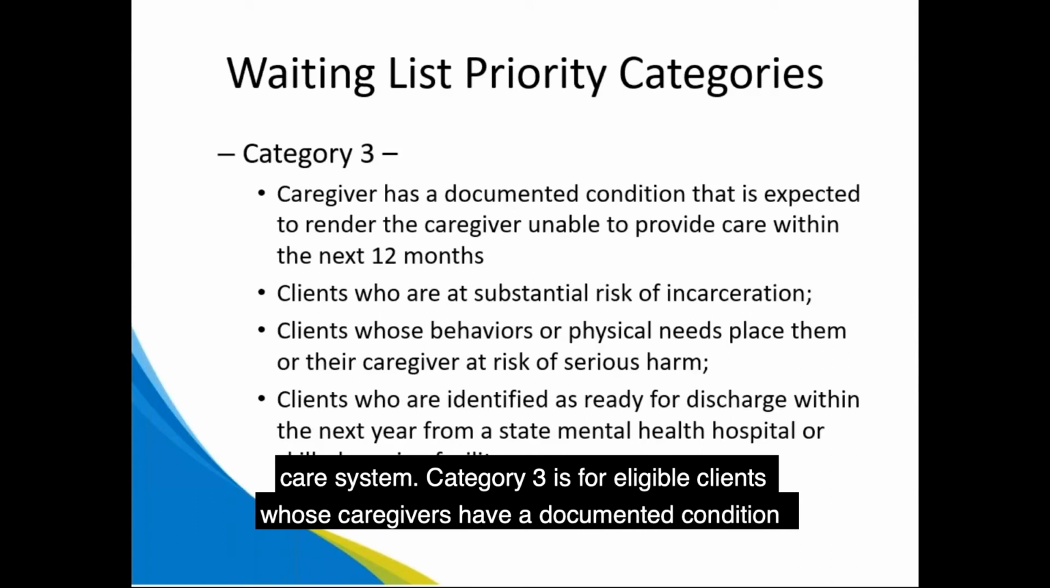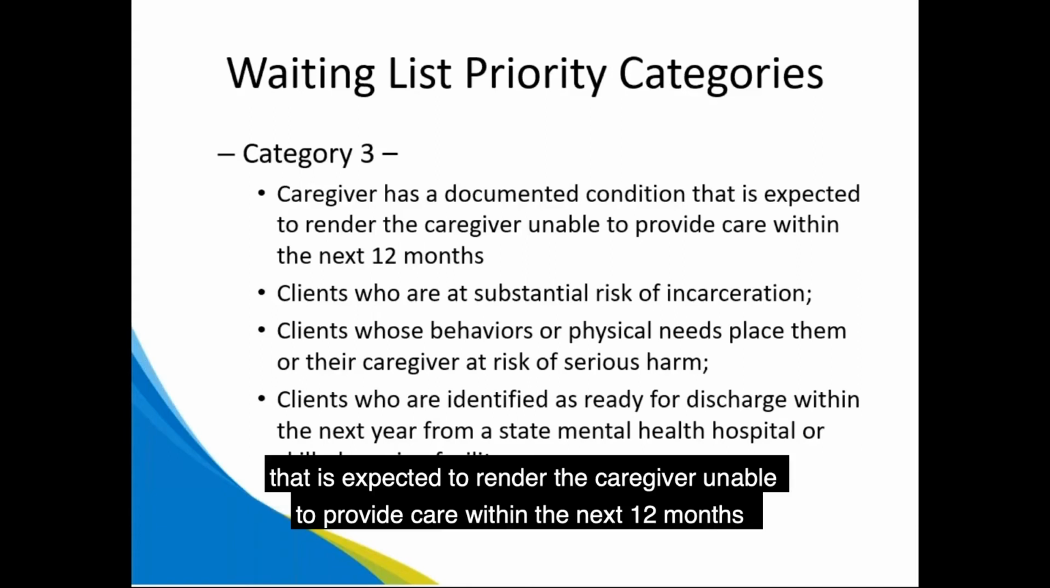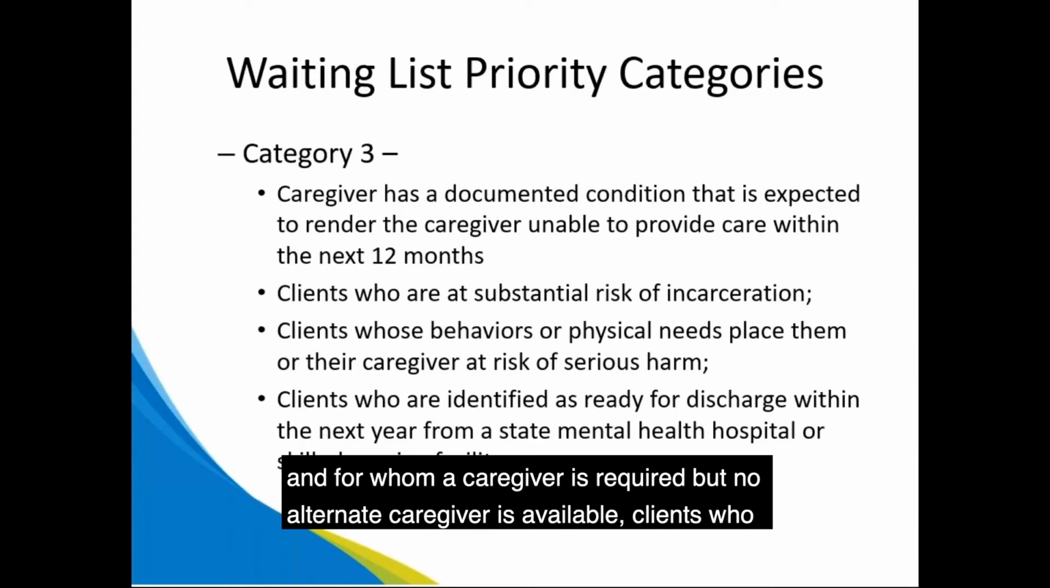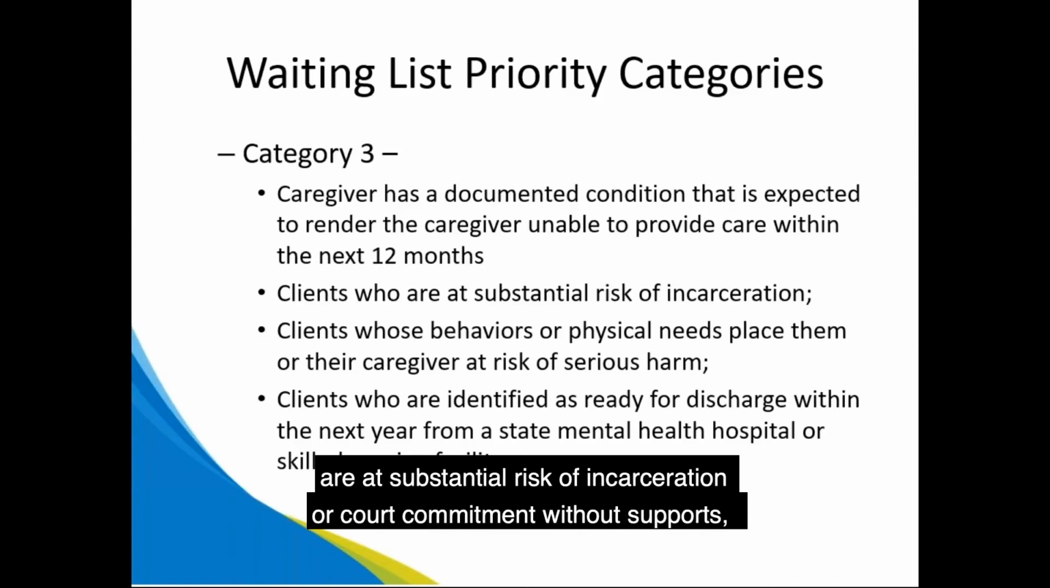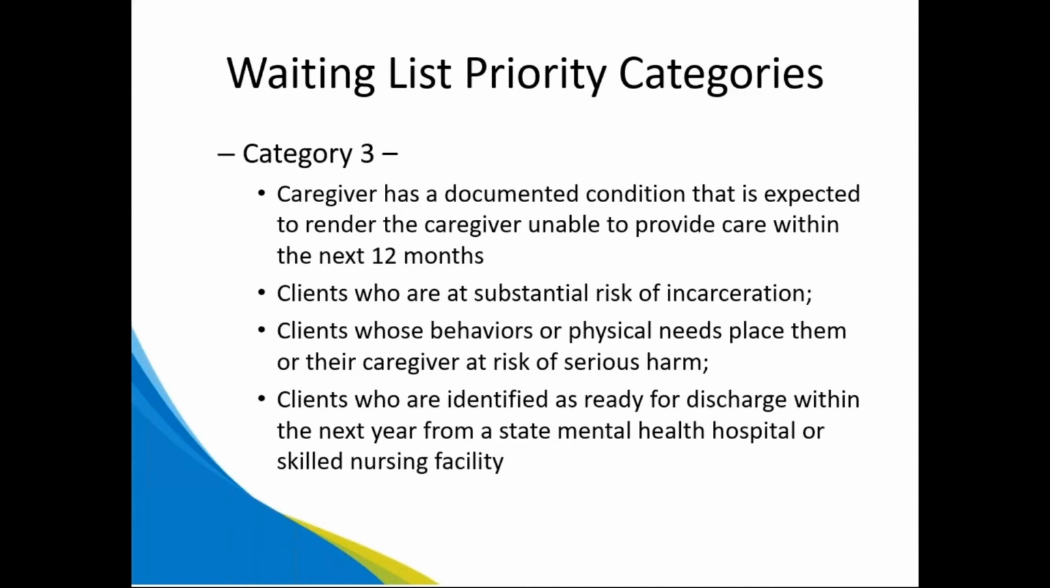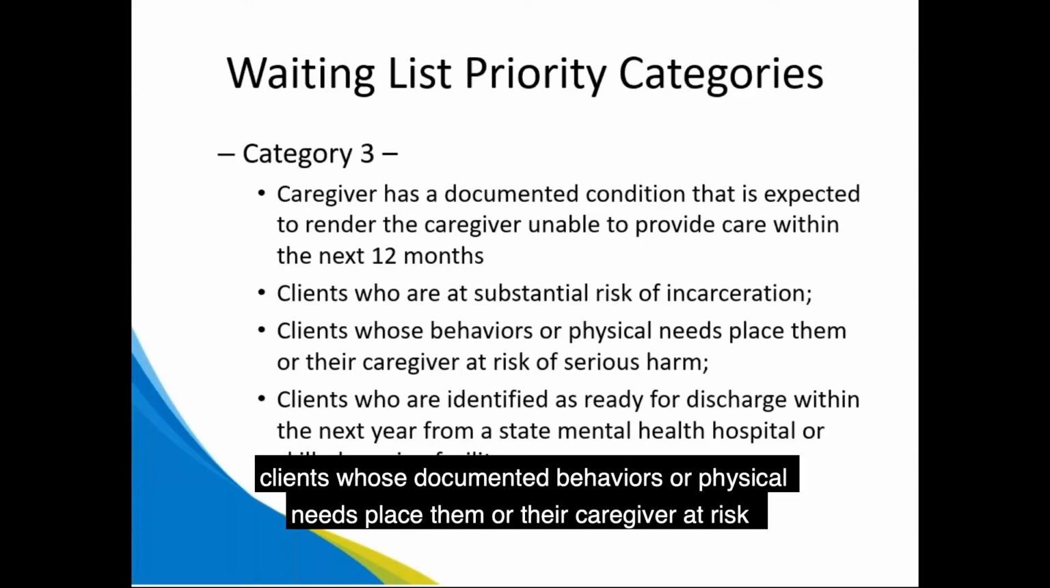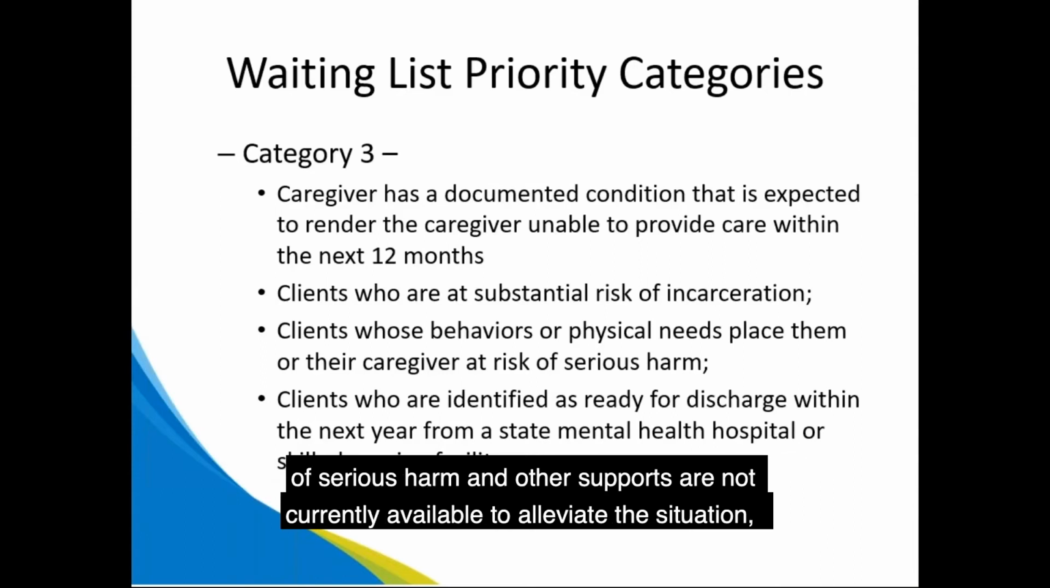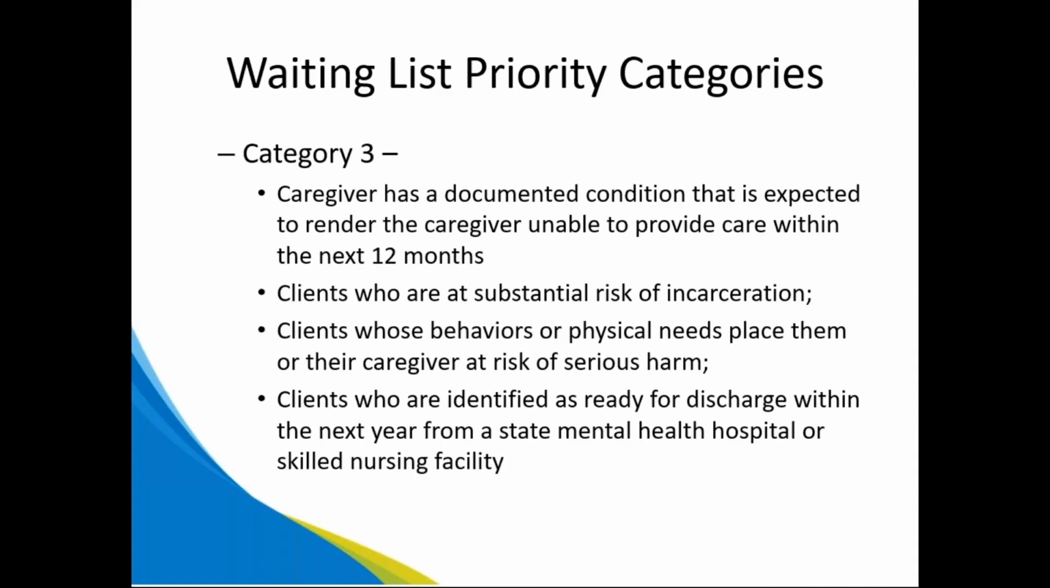Category 3 is for eligible clients whose caregivers have a documented condition that is expected to render the caregiver unable to provide care within the next 12 months, and for whom a caregiver is required, but no alternate caregiver is available. Clients who are at substantial risk of incarceration or court commitment without supports. Clients whose documented behaviors or physical needs place them or their caregiver at risk of serious harm and other supports are not currently available to alleviate the situation.